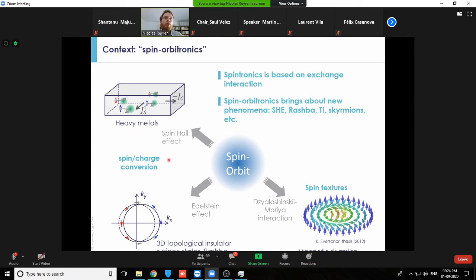On the other hand, you can also perform a charge to spin conversion, either in bulk materials through the spin Hall effect that was brilliantly explained by Martin Kralhan just before, and at the interfaces that was also very well explained by Laurent Villa this morning, through the Edelstein effect, for example, at 3D topological insulator surface states or in Rashba interface states.